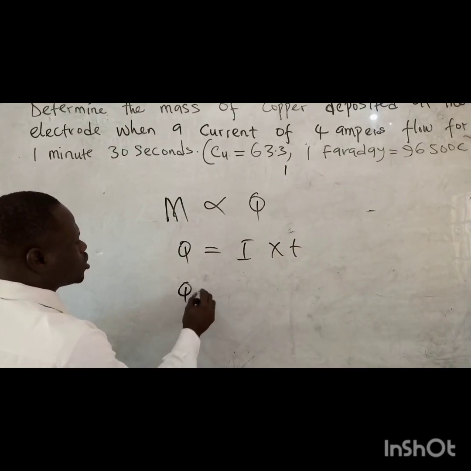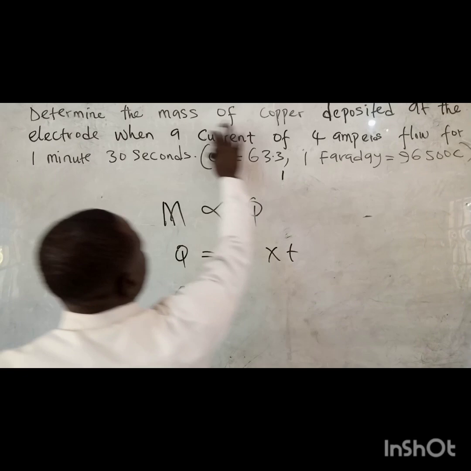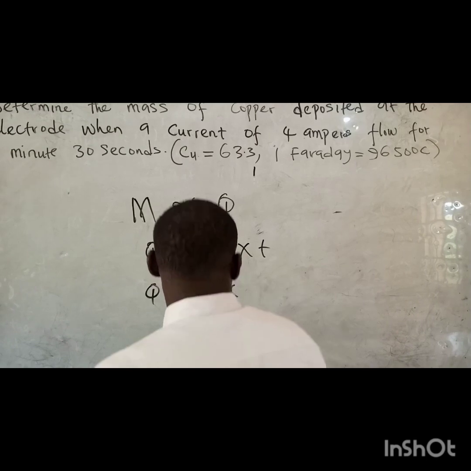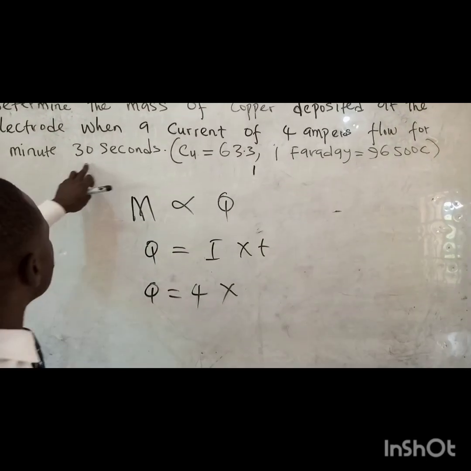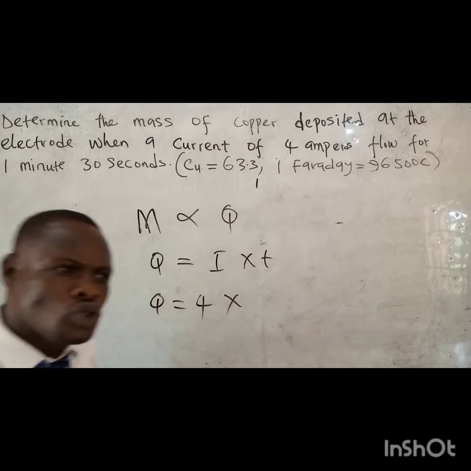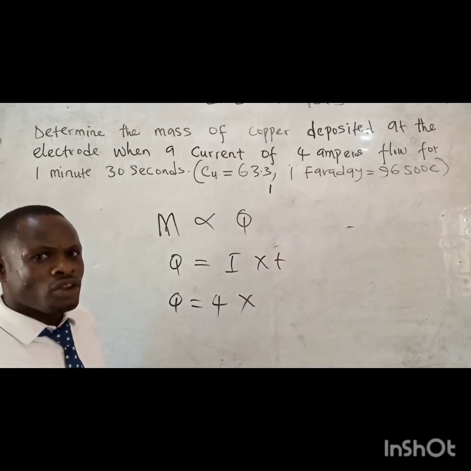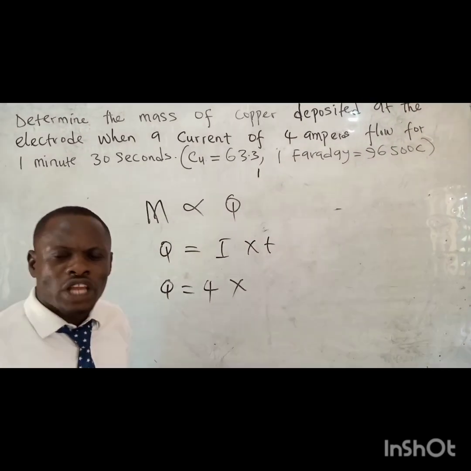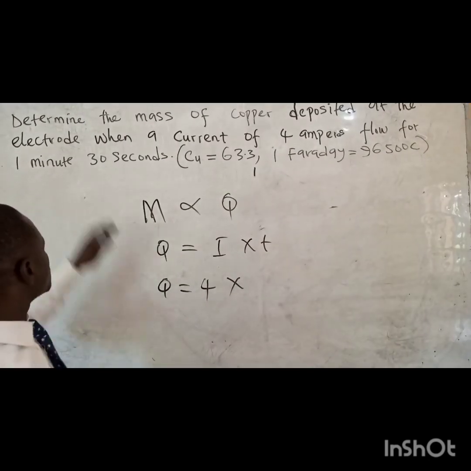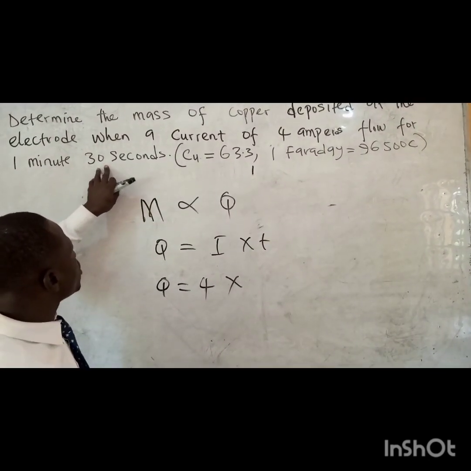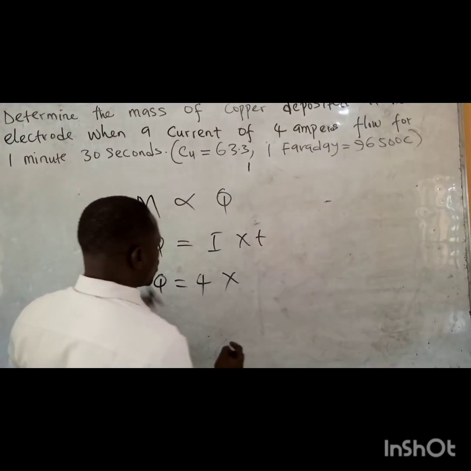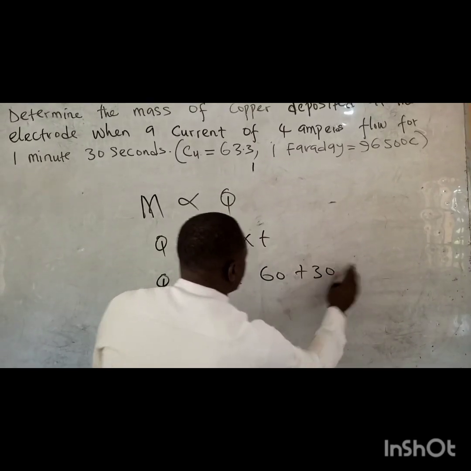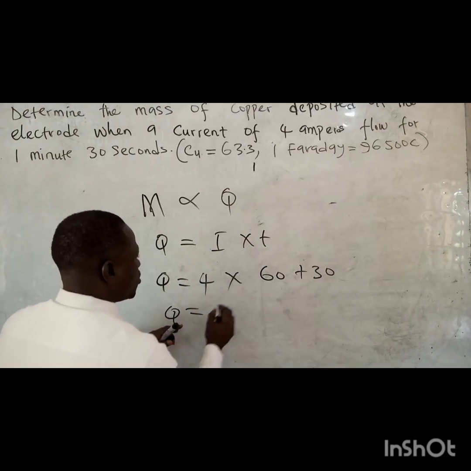Quantity is equal to current times time. The current here is 4. Time here is 1 minute 30 seconds. Of course, you should know that time is measured in seconds. Therefore, we have to convert this 1 minute into seconds. We know that 60 seconds make 1 minute, so 60 plus 30 will give you 90 seconds.